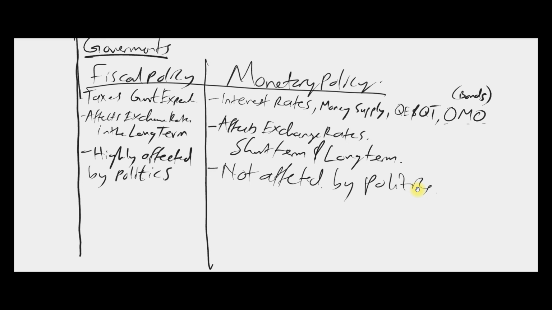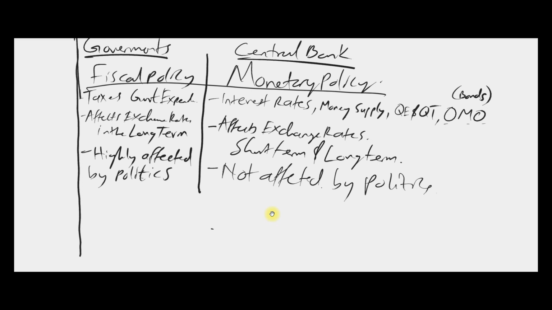Fiscal policy is controlled by, let's write that here. The central bank is in charge of the monetary policy. That's why it's independent. It's not affected by politics. So, yes, I think these are the main differences, the main ones that I should mention.